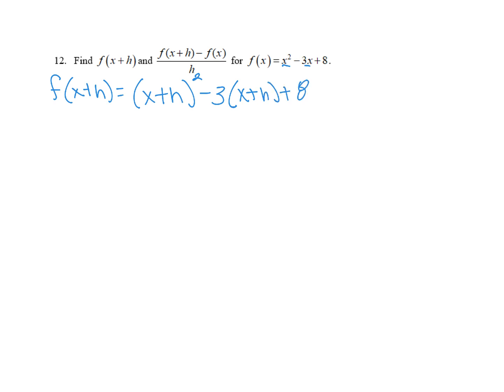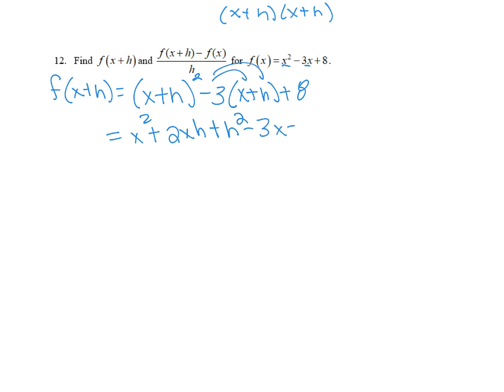So x plus h squared, again, if you need to, you write that out and multiply it. For the sake of time, I'm going to tell you that it's x squared plus 2xh plus h squared. Then I'm going to distribute: minus 3x minus 3h plus 8. Now, if you look really hard, there's really not any like terms there. That is f of x plus h. There's not a whole lot of combining I can do.